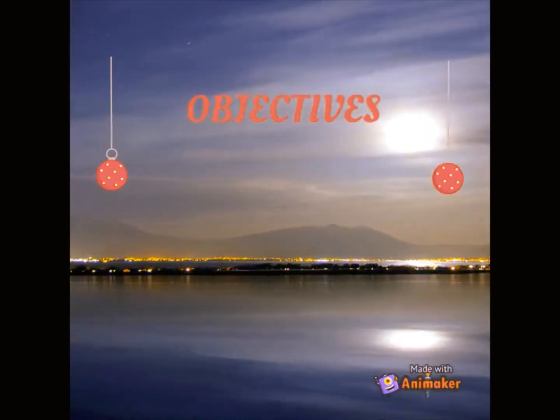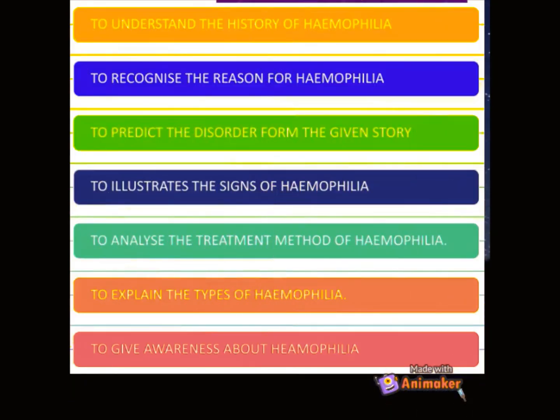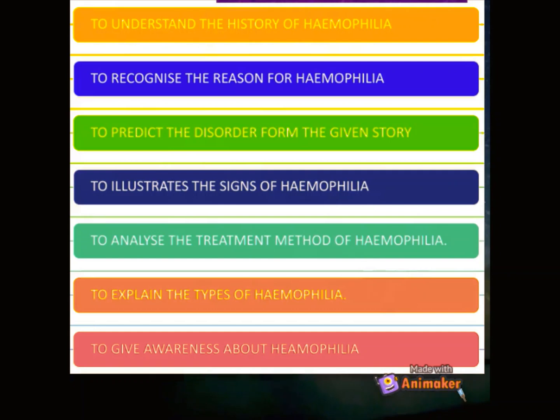Objectives. To understand the history of haemophilia. To recognize the reason for haemophilia. To predict the disorder from the given story. To illustrate the signs of haemophilia. To analyze the treatment method of haemophilia. To explain the types of haemophilia. To give awareness about the haemophilia.